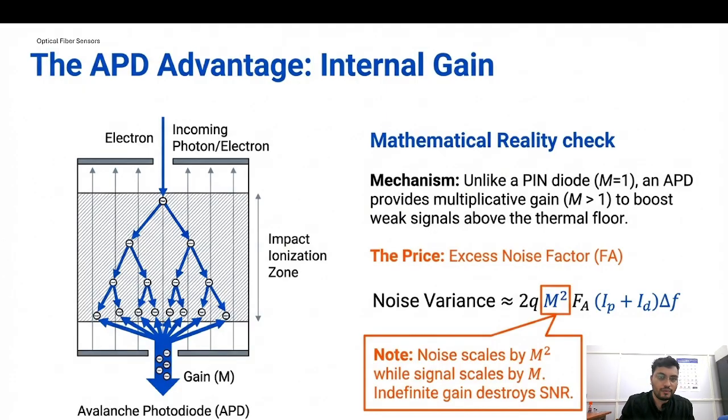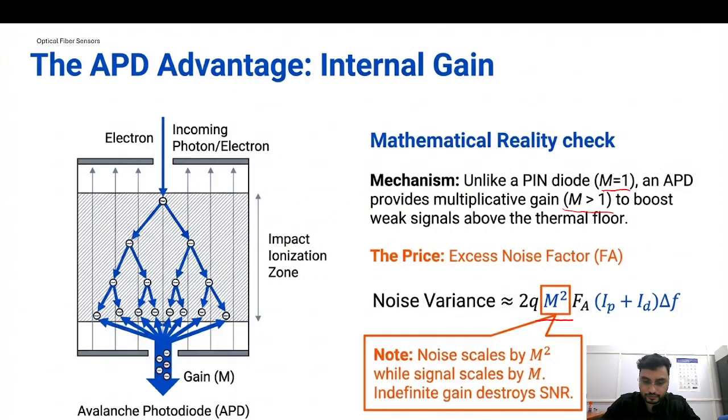Then we are talking about the APD advantages, why we are using the APD, and how we are getting more internal gain compared to the PIN one. Mathematically, the noise variance is directly proportional to M square, the multiplicative gain. For a PIN diode, M is equal to 1, and for an APD it will be greater than 1. It might be 10, 100, thousands also.